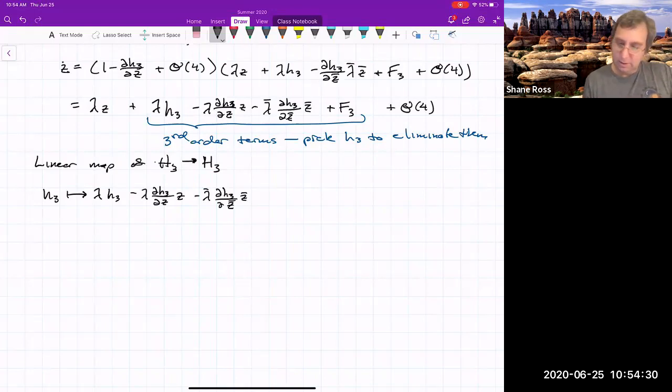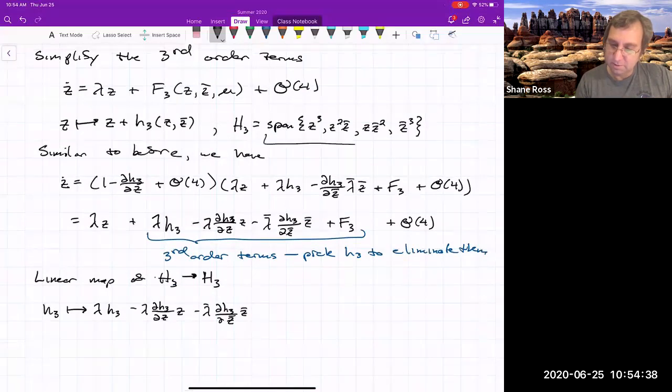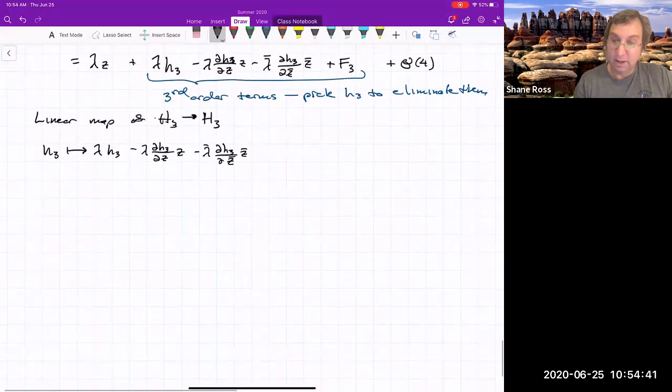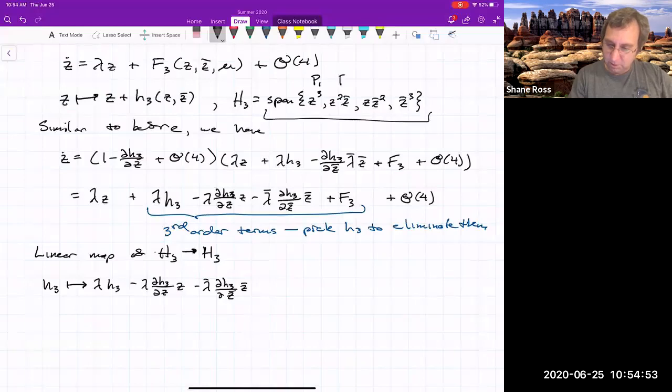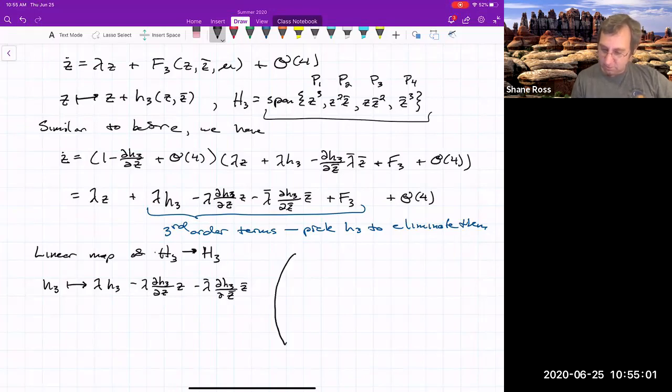I will cut to the chase. I'll assume that you could apply this to each of these basis elements up here, or at least that you get it. And I'll just write the matrix. So since there are four basis elements, we'll have a 4x4 matrix. And just like before, I'll call this P1, P2, P3, P4. And then let's just summarize. The matrix gives us the 4x4 matrix.